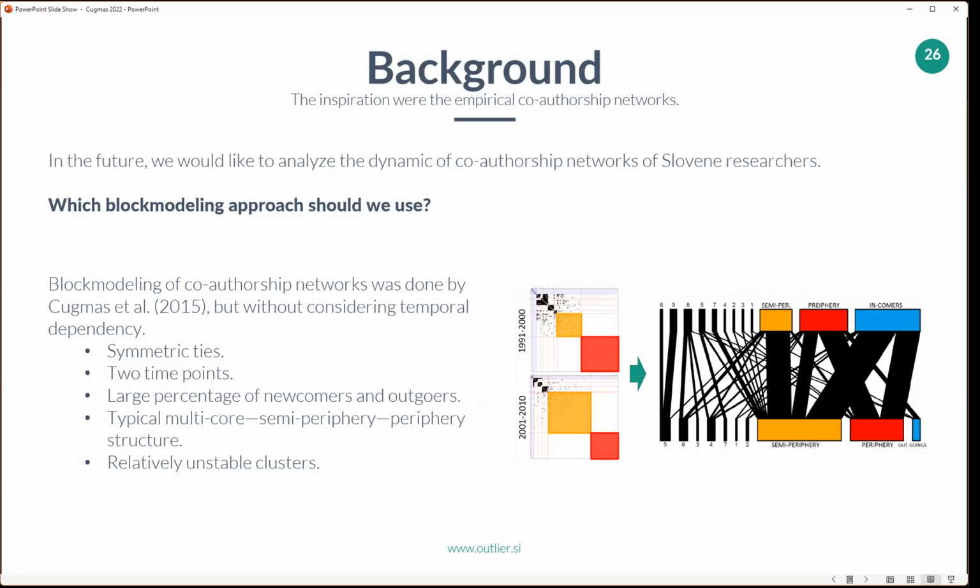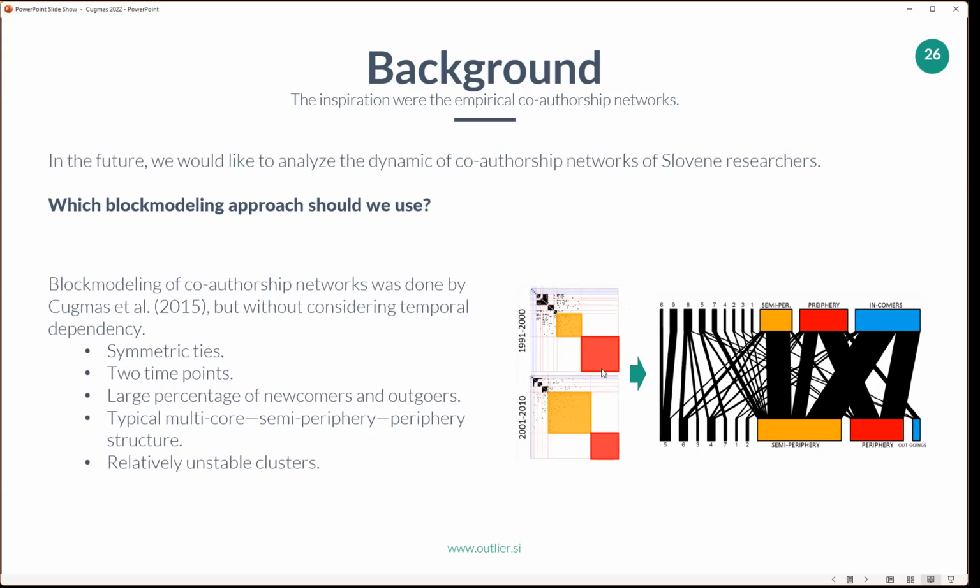empirical networks, because in 2015, me and Nusha and Luka Kronegger ran some analysis on co-authorship networks of Slovene researchers. And we found that, by definition, we have symmetric ties when analyzing co-authorship networks. We want to analyze them in 2 time points. But what is really valuable is that we have quite a large percentage of newcomers and outgoers. And we also found a very typical multi-core semi-periphery structure, which is visualized here. This is an example for sociology.